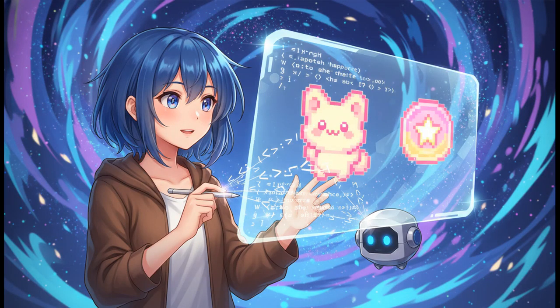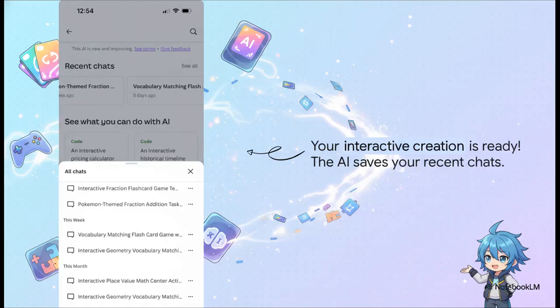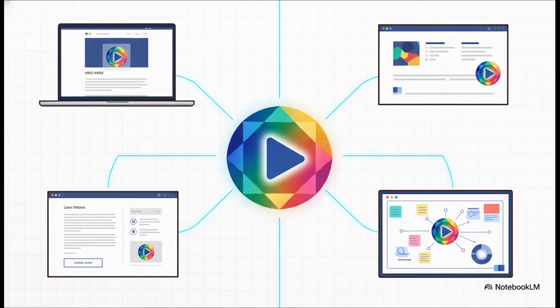The AI literally starts writing the code in real time. Just give it a moment, it'll process everything and generate your interactive element. And boom, there it is. The AI even saves your recent creations, like these games. You can drop this new element into pretty much anything, websites, presentations, you name it.